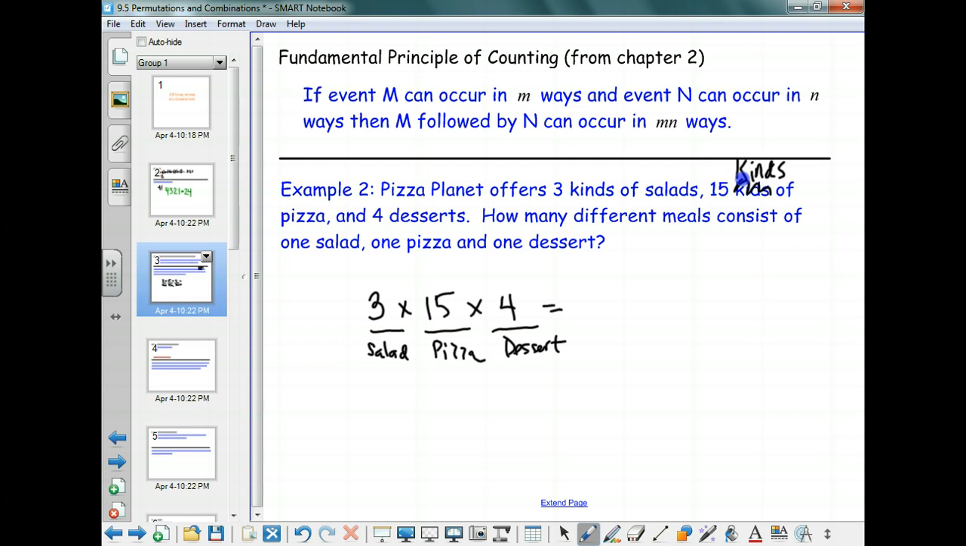What do we get? What is 3 times 15 times 4? 480? 180. Okay, sorry. 180 different meals.